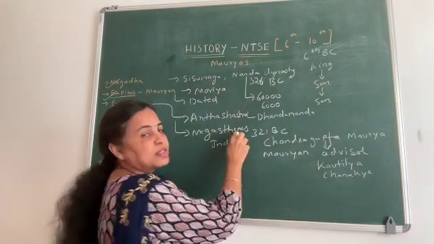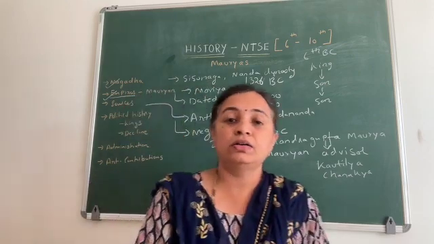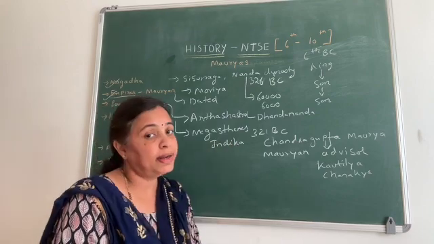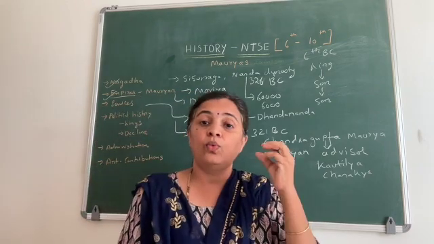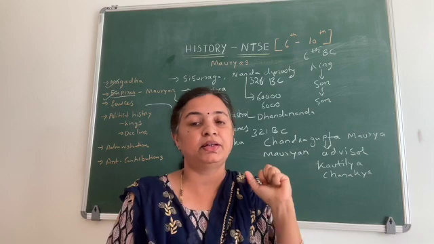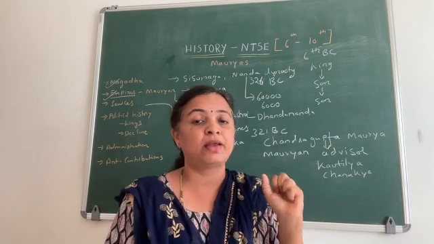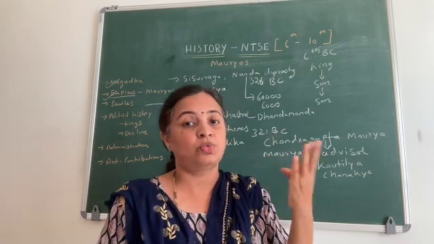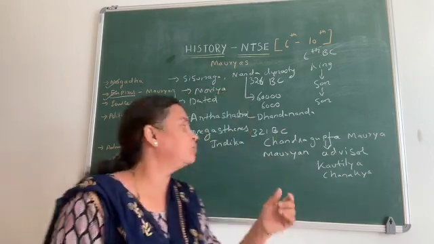Okay, he wrote a book called Indica. So he was a Greek fellow who had come to the palace of Chandragupta Maurya, and he wrote a book called Indica. Indica talks about what was the political situation in Pataliputra, Mauryan Empire. What was the social, how was the society, what was the economic condition, how was the revenue coming. So he wrote a book called Indica.